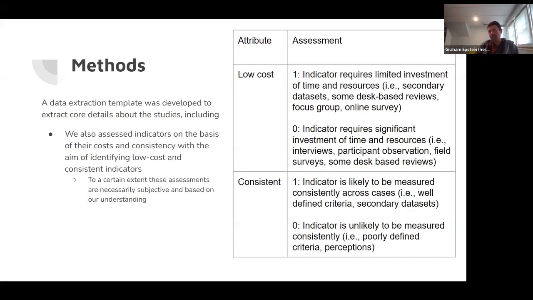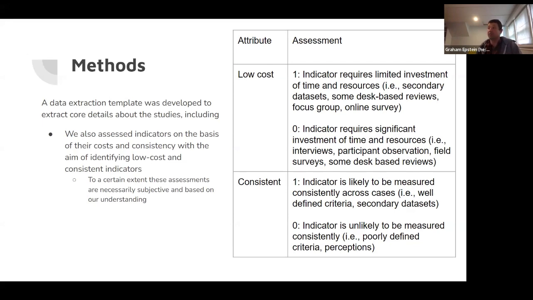I noted some desk-based reviews, and this is where it got a little bit tricky. The desk-based review could be relatively low cost if you were assessing something relatively simple, like whether a river basin has a river basin organization or not. That's a relatively simple, low-cost desk-based assessment. In contrast, other documents that would require you to read hundreds of pages of legislation in order to make an assessment would not be a low-cost investment.